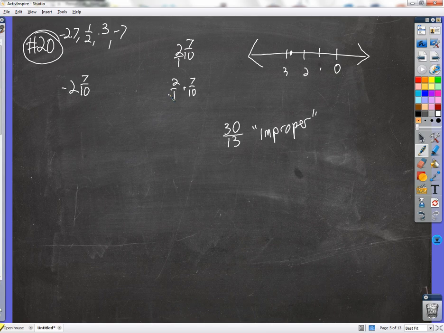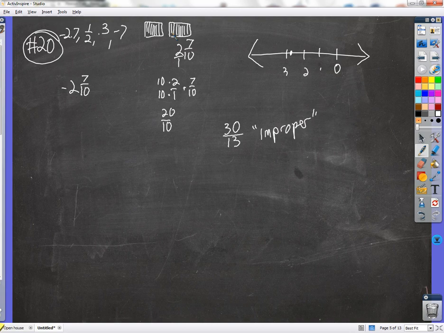Times 10 here, times 10 here. Yeah. And what do we get? 20 tenths. Okay. Did we need all that work to figure out that was 20 tenths? Maybe not. If you think about two things, and you cut each of them into 10 pieces, how many pieces do you have? You got 20 of those tenths. How many tenths would that be? Well, this is 10 and this is 10, so that's all together 20 tenths.